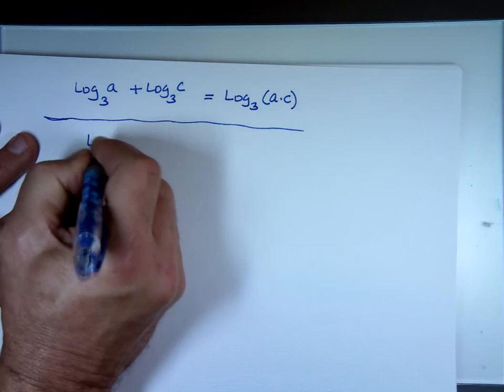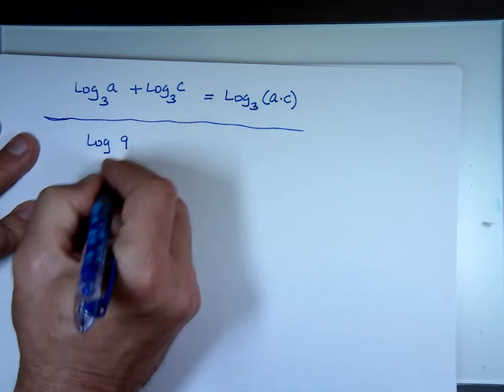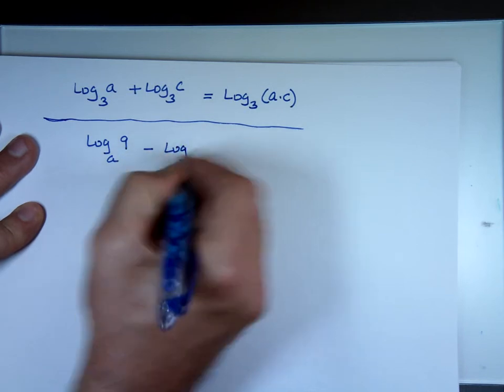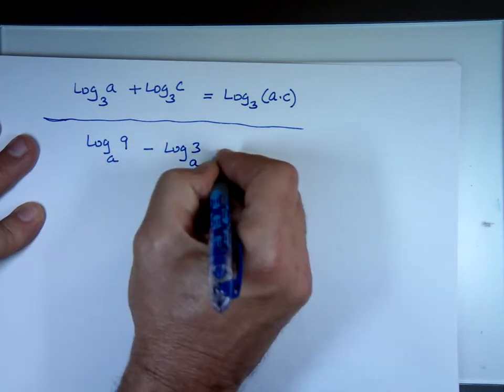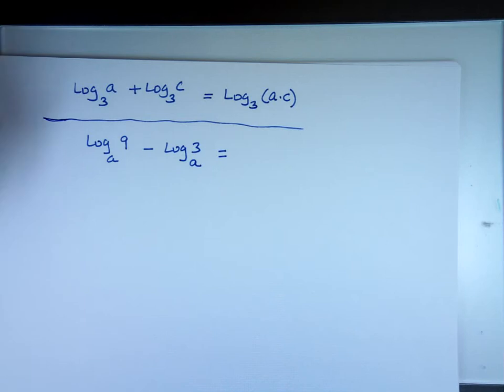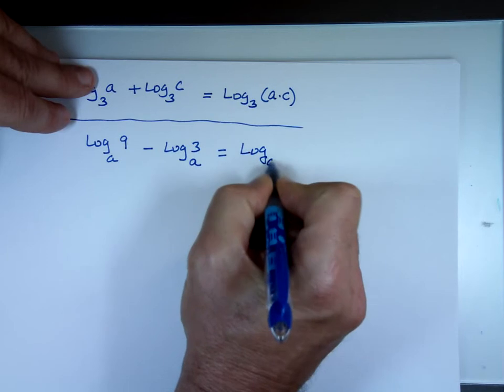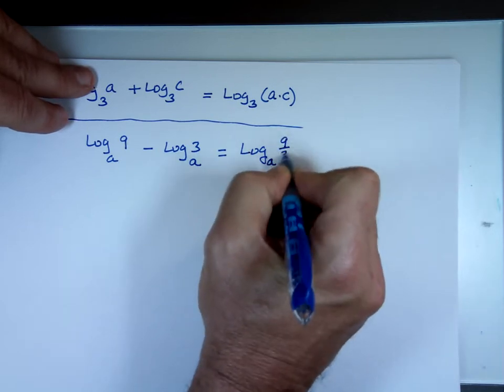Log 9 base A minus log 3 base A. This is a subtraction, right? So what can you do with it? That's division. 9 over 3. Can you simplify 9 over 3?